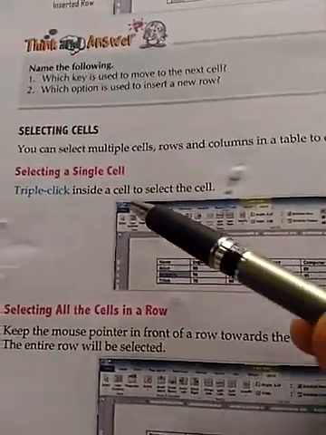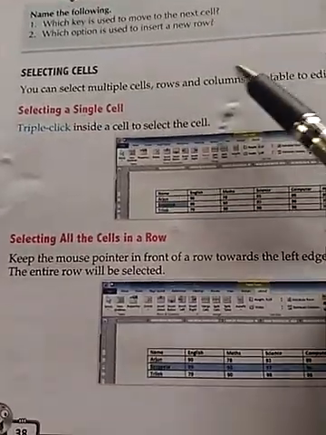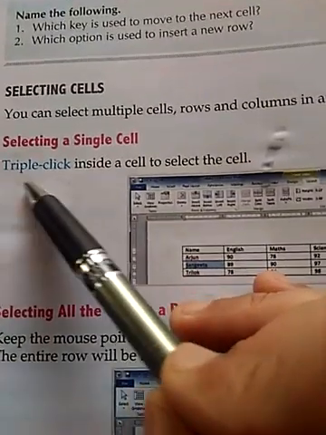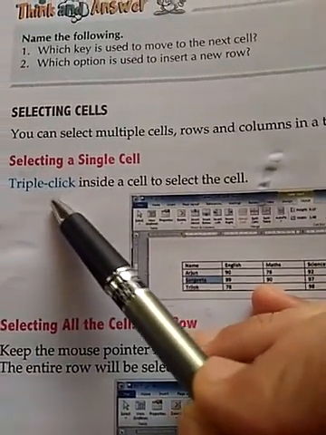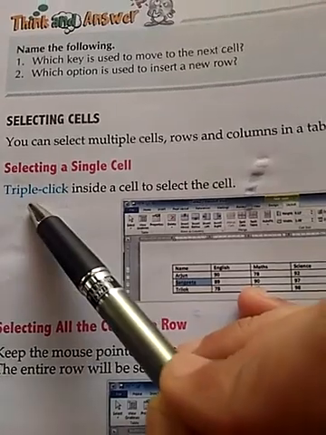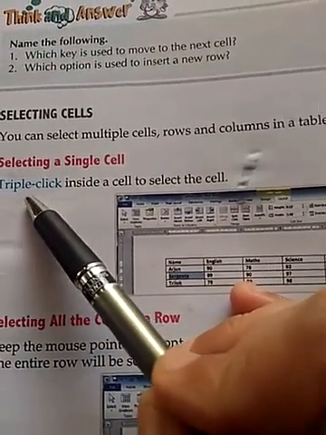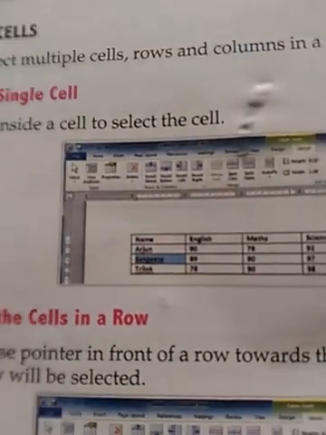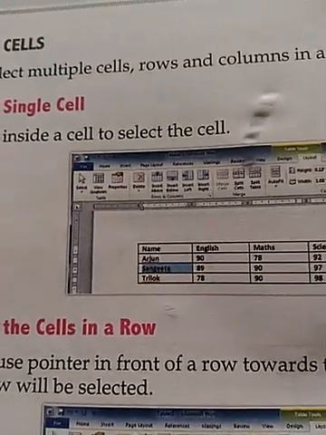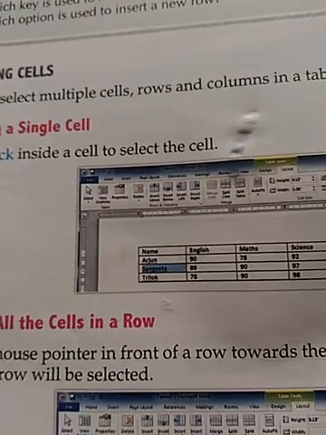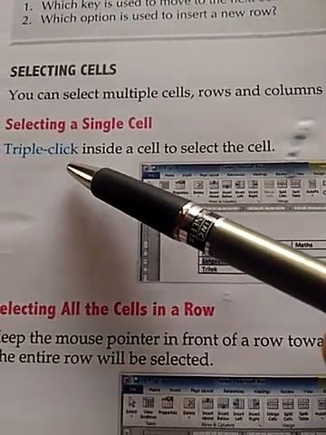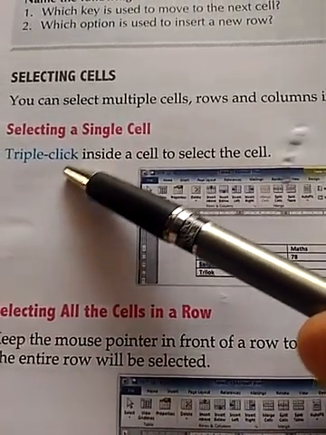Now, selecting a cell. How can you select a cell? You can simply triple click inside the cell. Remember this, triple click. If we want to select a particular cell, just triple click in the cell and the cell will be selected. So if anybody asks you how you can select a cell, you can say that you can select a cell by simply triple clicking the area inside the cell.